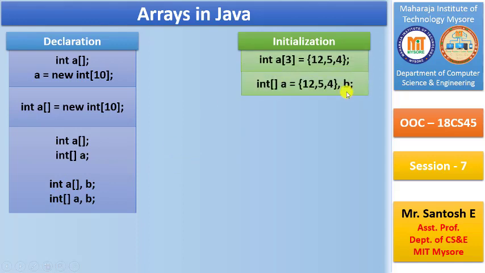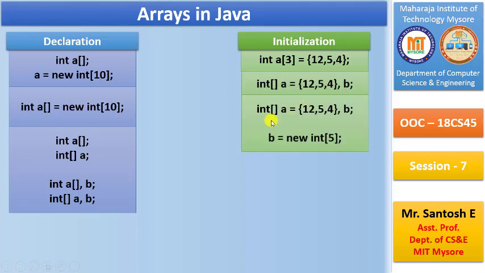Fine. And if I talk about initialization now, the initialization we're going to have here is int with empty brackets, so a equals 12, 5, 4, comma b. So now I am initializing the array variable a, but I am not initializing the array variable b. Hence the memory for a is allocated, but for the array variable b the memory is not allocated. Now explicitly you need to execute the second step.